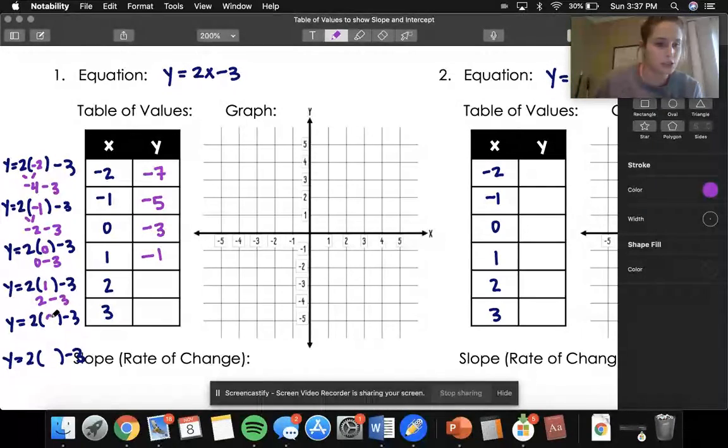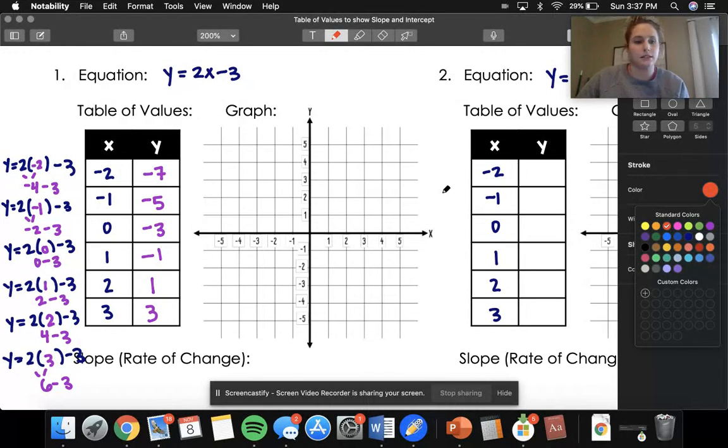Now we're going to put in a 2. 2 times 2 is 4. 4 minus 3 is 1. Then the last one, 2 times 3 is 6. 6 minus 3 is 3. So basically we had 6 inputs and we put them into this equation to figure out what our output would be. All right, so now we can plot these on a coordinate plane.